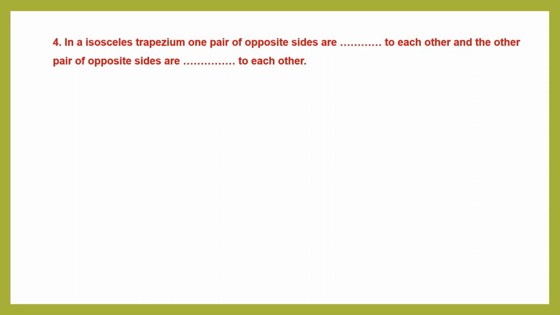In an isosceles trapezium, what is an isosceles trapezium? A trapezium is one quadrilateral in which one pair of sides are parallel to each other, and in case the other sides, that is the non-parallel sides, if both are equal in length, then we call it an isosceles trapezium. So in an isosceles trapezium, one pair of opposite sides are parallel and the other pair of opposite sides are equal. So the other pair is the non-parallel sides.